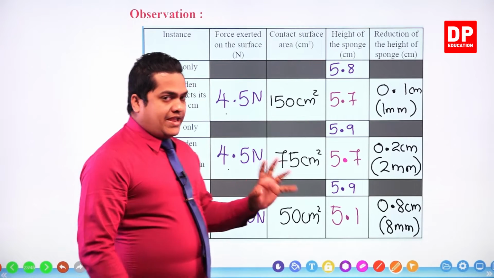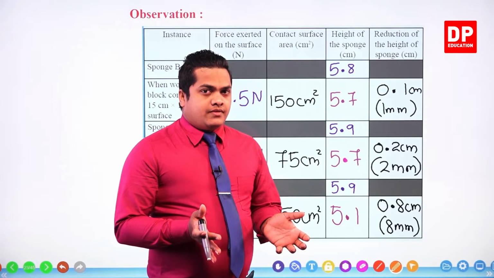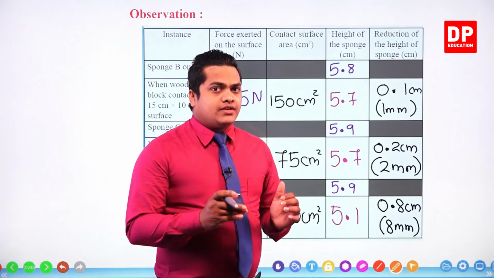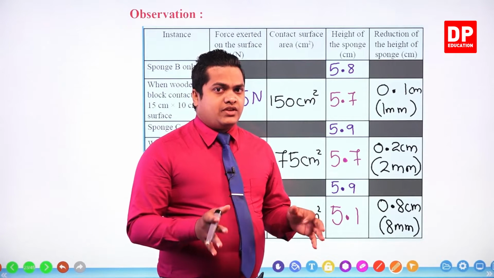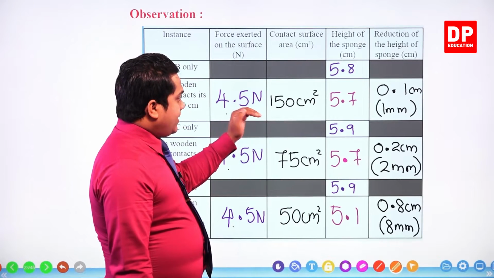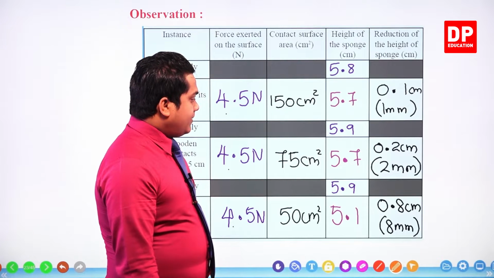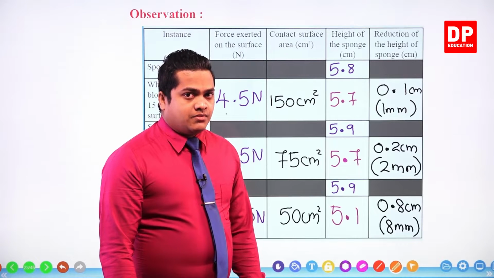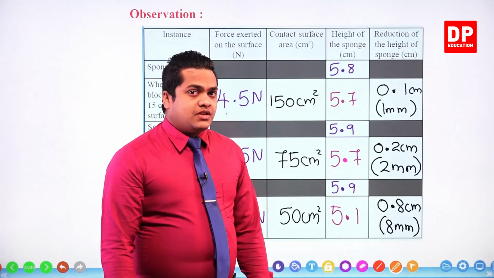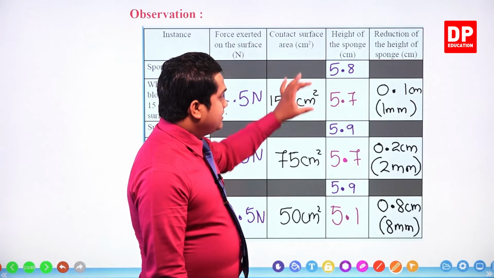However, we changed the contact surface, right? We kept it to contact different surface areas of the sponge. First of all, we kept it to contact 150 square centimeters. In the second step, we kept it to contact 75 square centimeters of area. In the third step, we kept 50 square centimeters of area. So, according to that, we could get these results.